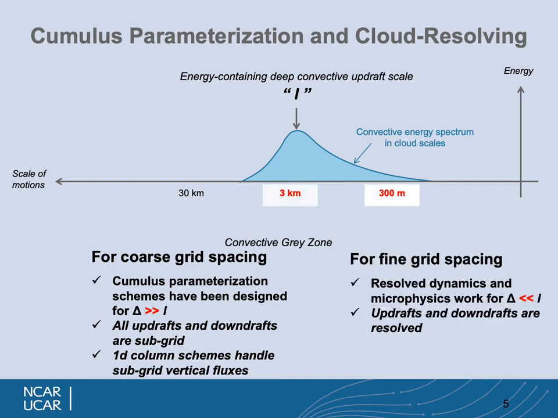When you're at finer grid sizes of 1 to a few kilometers or less, the dynamics is resolving the updrafts explicitly. So between the dynamics and microphysics, they handle resolving the whole convective system. And you don't need to do any parameterization except for the microphysics and rely on the dynamics.